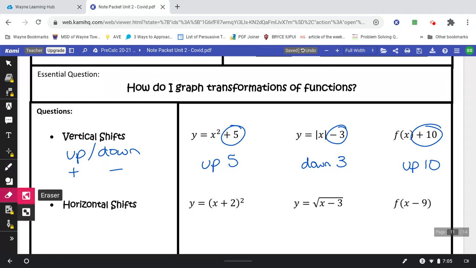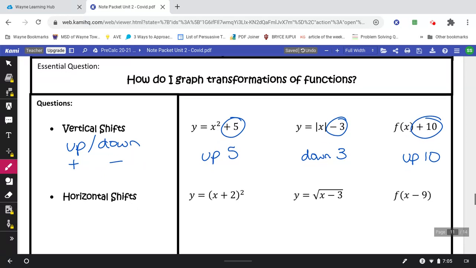And if you notice, each of these is a slightly different graph. This first one, x squared, is a parabola. The second one is a V shape, an absolute value graph. And then this third one is just an f of x graph. So they don't tell us exactly what that is, but we know that whatever the original graph is, it's going to move up 10.